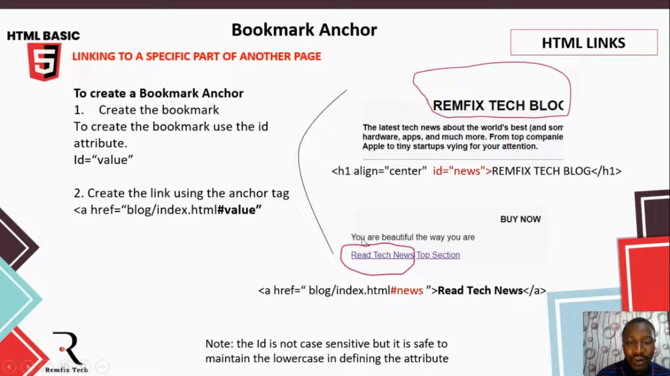So let's say for instance now, I have this particular link in my own page, and I wanted to directly go to my blog page, or I wanted to go to the first page of my blog. So it's still having the same syntax. To create the bookmark, use the id attribute and the value. Next, you create the link using the anchor tag. So we have the href, blog, index, html, and we have to add this particular value, that is the specific portion that you want to link to. So we'll do an example of that in a practical project.